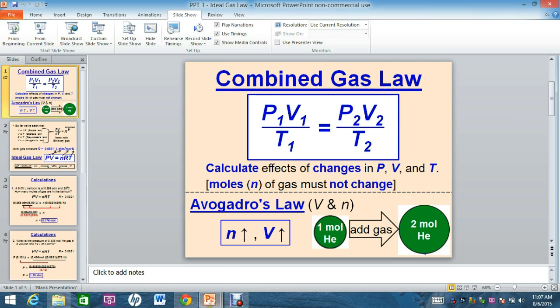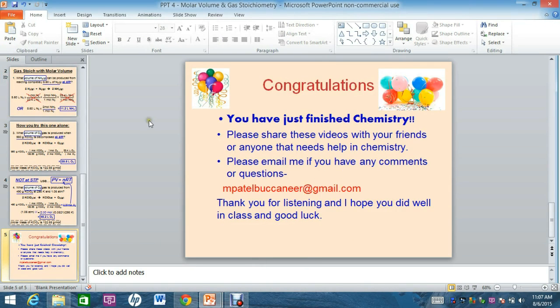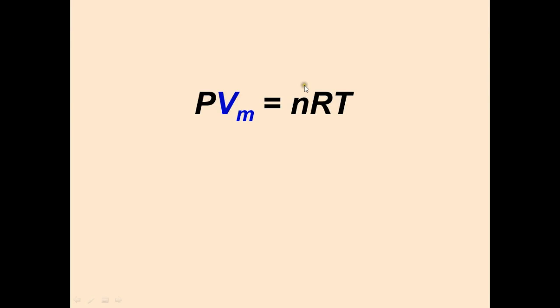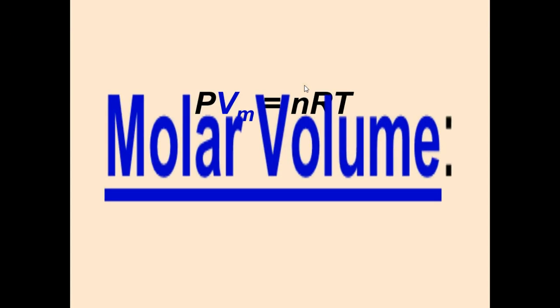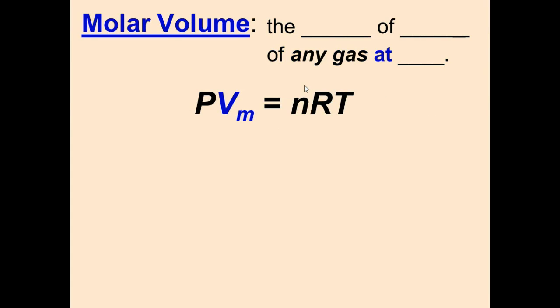And so now, moving on, we're going to be talking about gas stoichiometry. And trust me, this is the last time you'll hear me say gas stoichiometry. The formula, sorry, PV equals nRT. And now we're going to talk about molar volume. And molar volume is the volume of 1 mole of any gas at STP. And so the cool thing is that at STP, every single gas has the same volume.